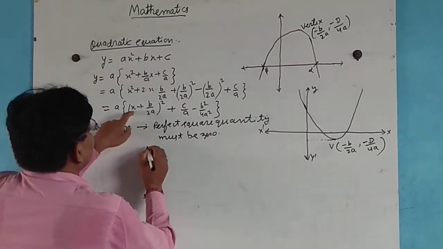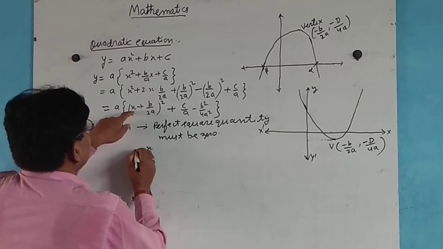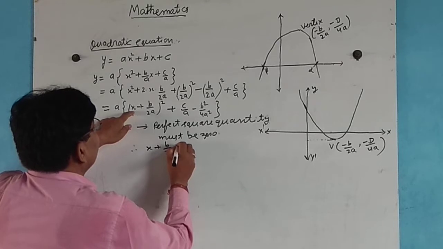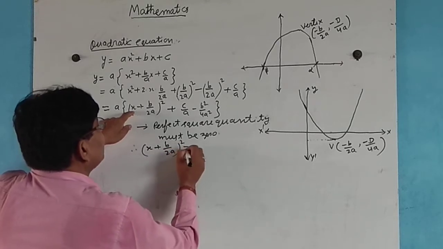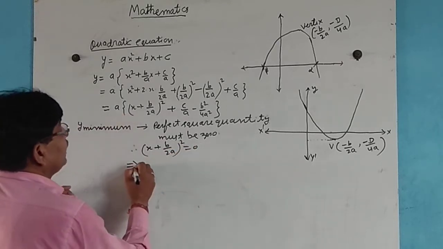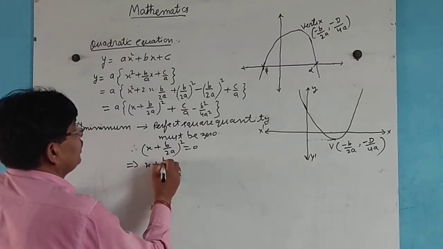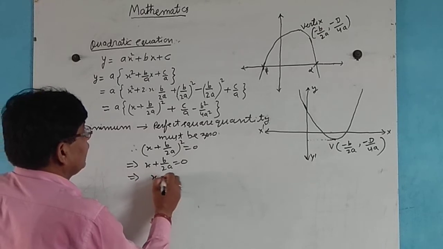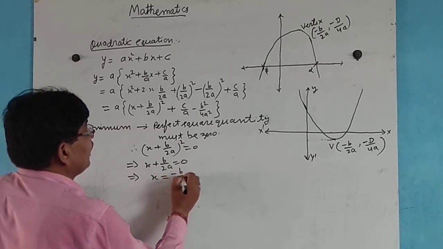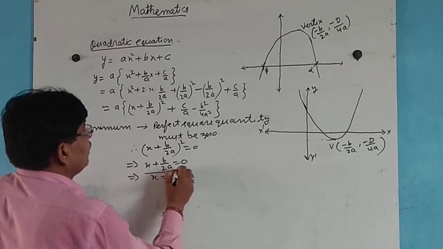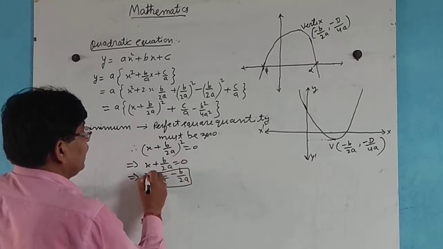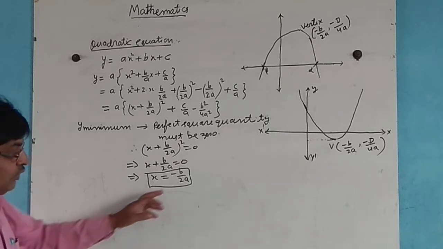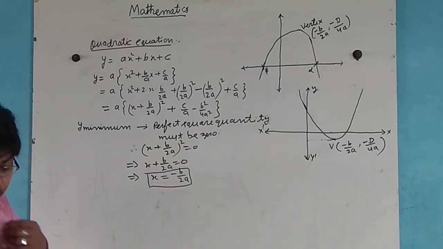It means that x plus b by 2a to the power 2 equal to 0 implies that x plus b by 2a equal to 0, which implies that x is equal to minus b by 2a. This is the value of x: x equal to minus b by 2a.